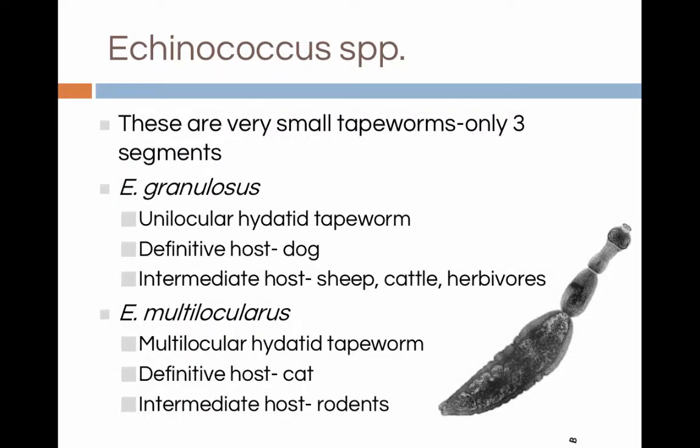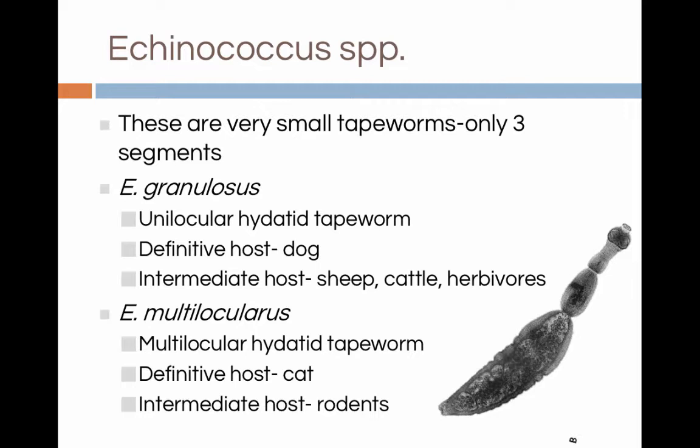Okay, so let's talk about the Echinococcus species. This one is very important, and we are going to cover it again when we get to large animals. But this is the only tapeworm we're going to cover that has 3 segments. So it does not let off proglottid segments like the other parasites do. This worm is only 3 segments long.